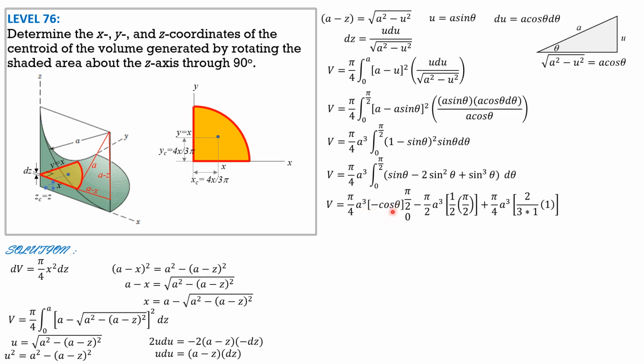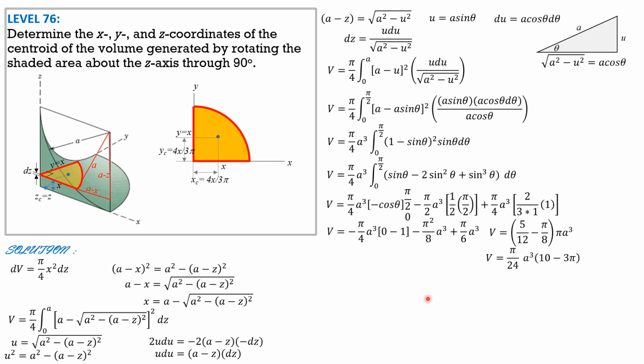So this is negative pi over 4 a cubed. Cosine of pi over 2 is 0, minus cosine of 0, 1. So this is just pi over 4 a cubed, the first term. Then the 0 minus 1, then minus pi squared over 8 a cubed. Then next is pi over 6 a cubed. Combining and simplifying, volume equals 5 over 12 minus pi over 8, quantity pi a cubed after we factor out pi a cubed. So that's the volume.